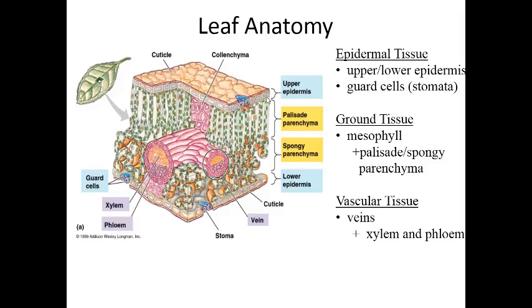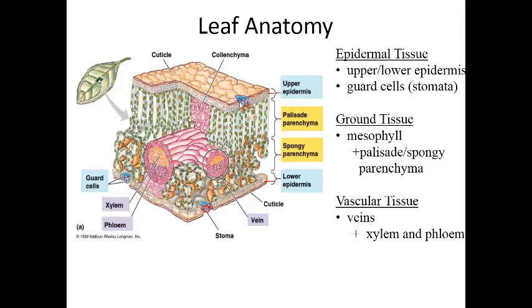The epidermal tissue would be the skin of the leaf. We see it on the upper surface and the lower surface. The epidermis of the leaf is going to contain openings called stomata, and these stomata allow gases to enter or leave the leaf. We know that carbon dioxide is going to enter the leaf and be used for photosynthesis, and oxygen is going to leave the leaf because it is a product of photosynthesis.